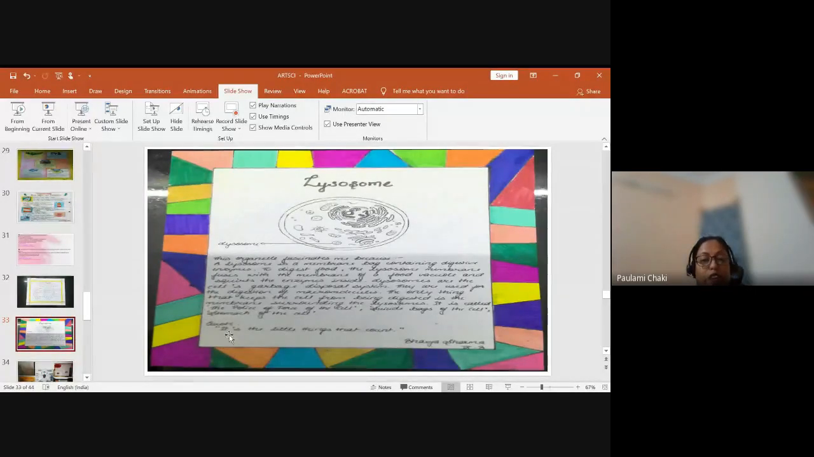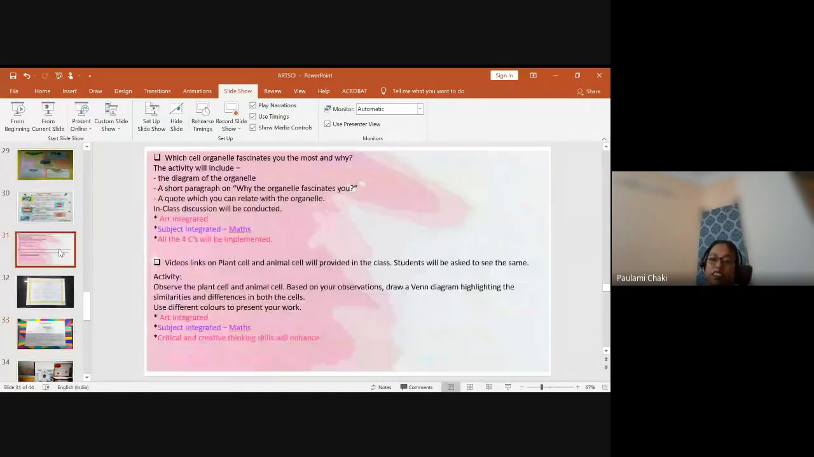And what is the quote? It is written, "It is the little things that count." About lysosomes, the child has written. So this is how you can relate them with the surroundings, with the life skills which we want them to learn otherwise.